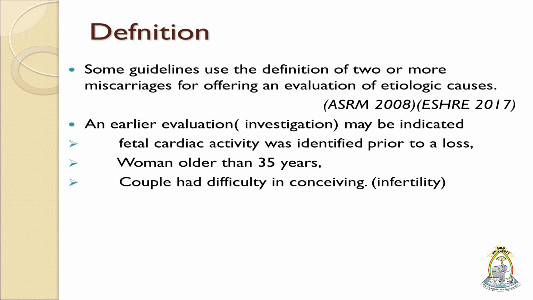In some cases, you may need to evaluate the fetal heart, if the fetal heart was already present before the pregnancy loss, or when a woman is older than 35 years, or when a woman has difficulties in getting pregnant, you may set a lower threshold of two or more pregnancy losses. You don't need to wait for someone to lose three pregnancies when they're above 35 years, or when they have a morphologically normal fetus. That means the fetal heart is already present, or they have difficulties getting a pregnancy.